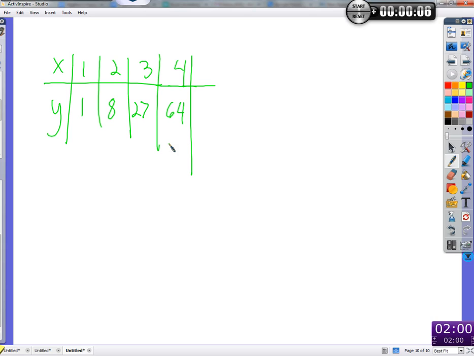Throw out an idea, maybe look at 2 and 8. How could you go from 2 and get to 8? Times 4. Times 4, real natural instinct to have. Multiply it by 4, okay?